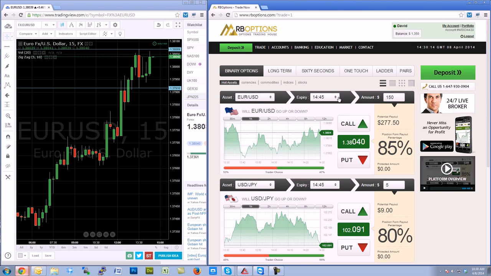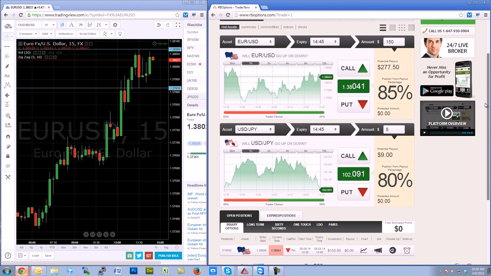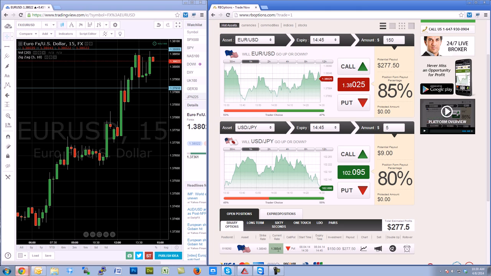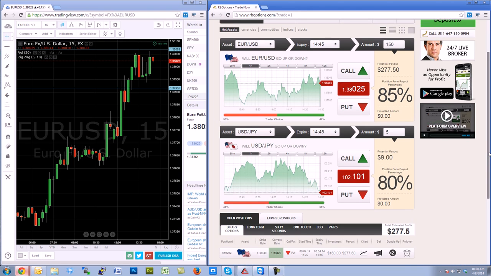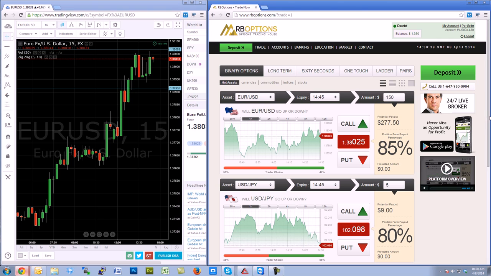So we've got quite a long time to go. As you can see, it took it out of my balance. And if we look at the bottom down here, we can see that the current rate is going lower now, so we are actually in the money. And I did a $150 investment. And you can see it is going down a little bit on our charting screen. So we'll go ahead and just wait for this to expire, and I'll speed up the video a little bit so you guys don't have to wait forever.